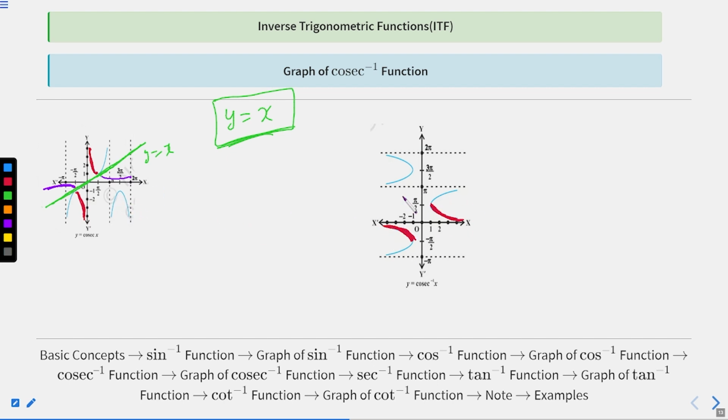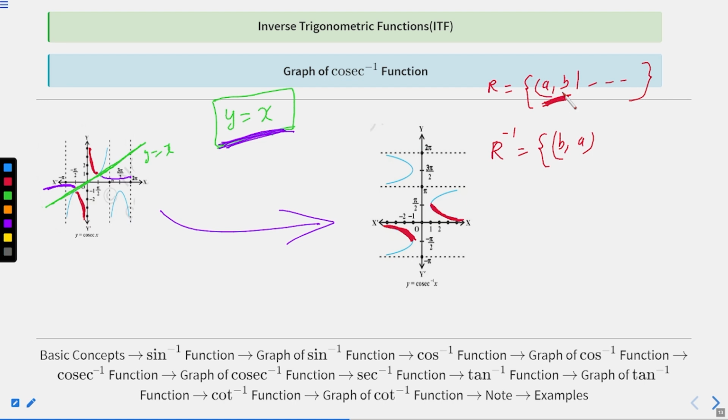So I hope that now you can easily recall or can make the cosec inverse function. Why we are mirroring with respect to this? Because if you recall, in relations, R is a relation, then the set of R will be the pairs. Okay, pairs. And the inverse relation, the pair will be BA. The points get interchanged, A to B, B to A. So that's why we are mirror imaging. Okay, mirroring the graphs.